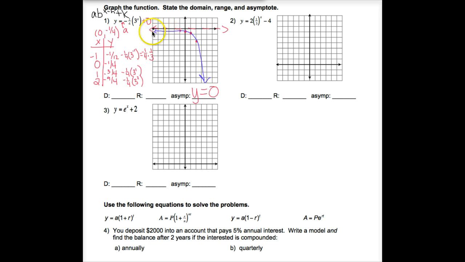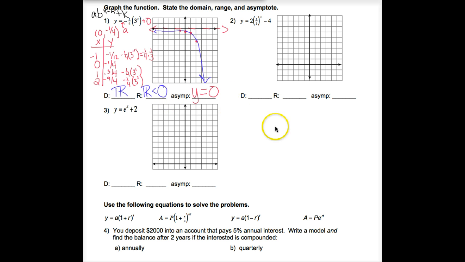Domain, it goes on forever this way. It goes on forever this way. So all real numbers. The range, remember, is always connected to the asymptote because the y values are either going to be all above the asymptote or all below. And you can look at the graph to figure out which one. This one, they're all below the asymptote. So below means a less than symbol. And the asymptote value was 0. So all reals less than 0.